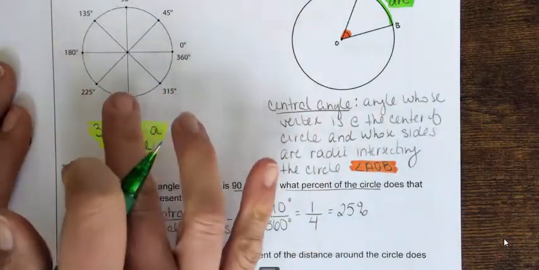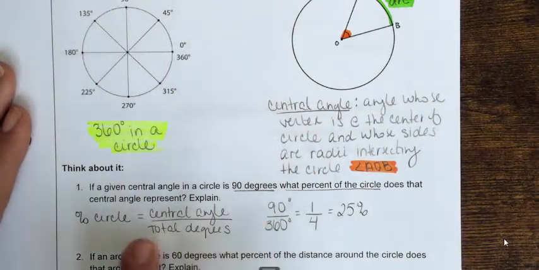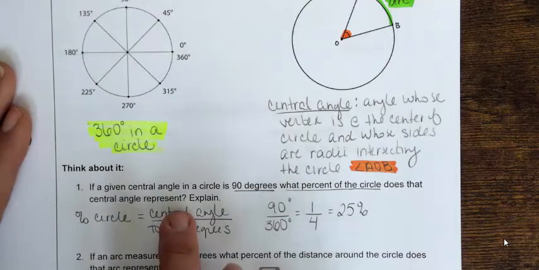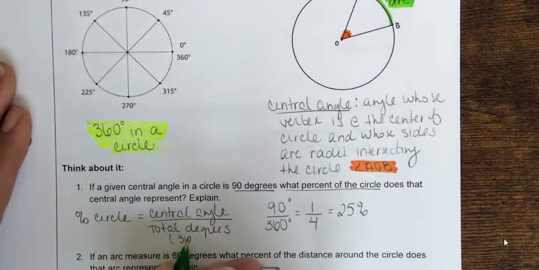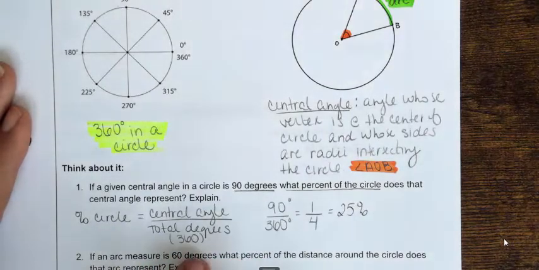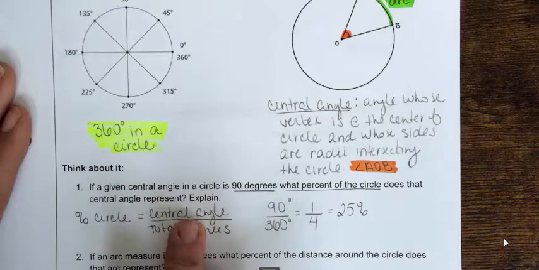So you can do it visually. It's important to get used to seeing that the percent of the circle, though, is the central angle over the total degrees. And if we're talking about a circle, that's going to be 360 degrees every single time. Every single time. The central angle is going to change.